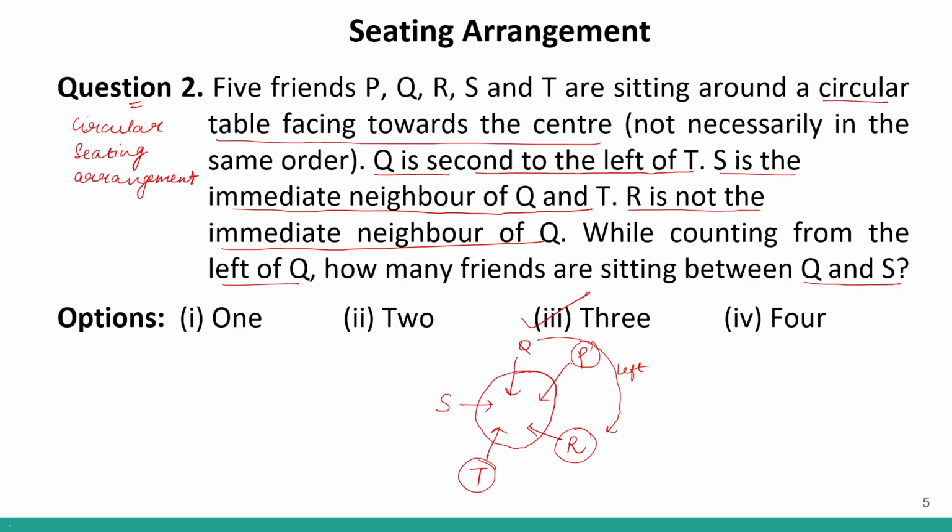Sometimes the examiner can give you option number 4, let's say none. And some people will tick on this because between Q and S, you can see there's no one. But you have to pay attention to the left and right. Therefore, this will be the incorrect option. Answer will be option number 3, 3. Okay, clear?